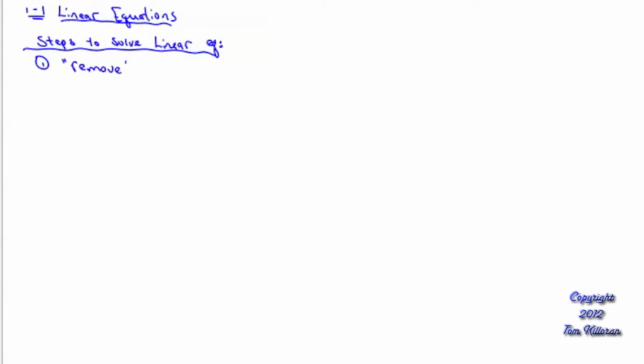Step number 1, sometimes helpful, sometimes not: remove fractions. There is a neat little technique if you're dealing with an equation where you never ever have to deal with fractions, ever, which is kind of nice. The quotation means you're not just going to erase them, we're going to do some kind of process to get rid of them.